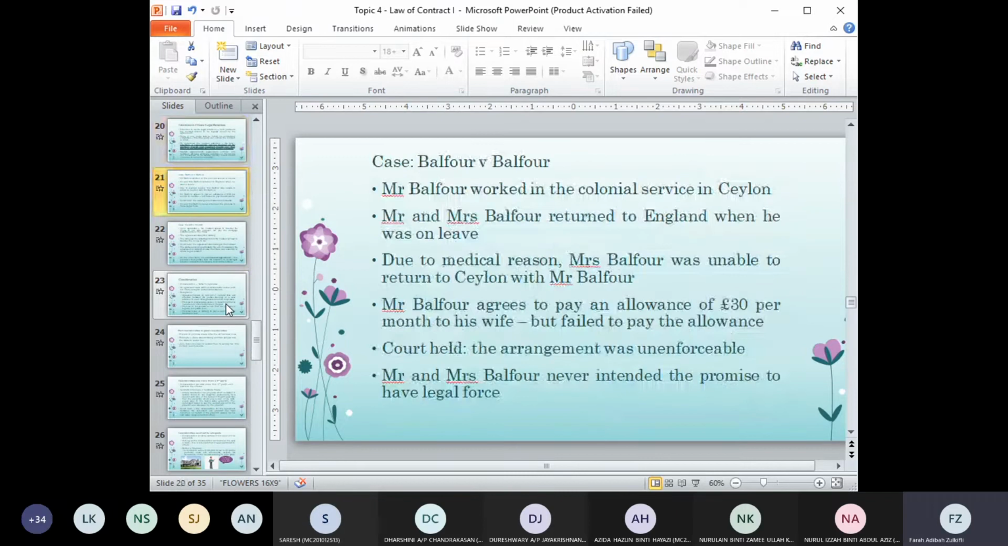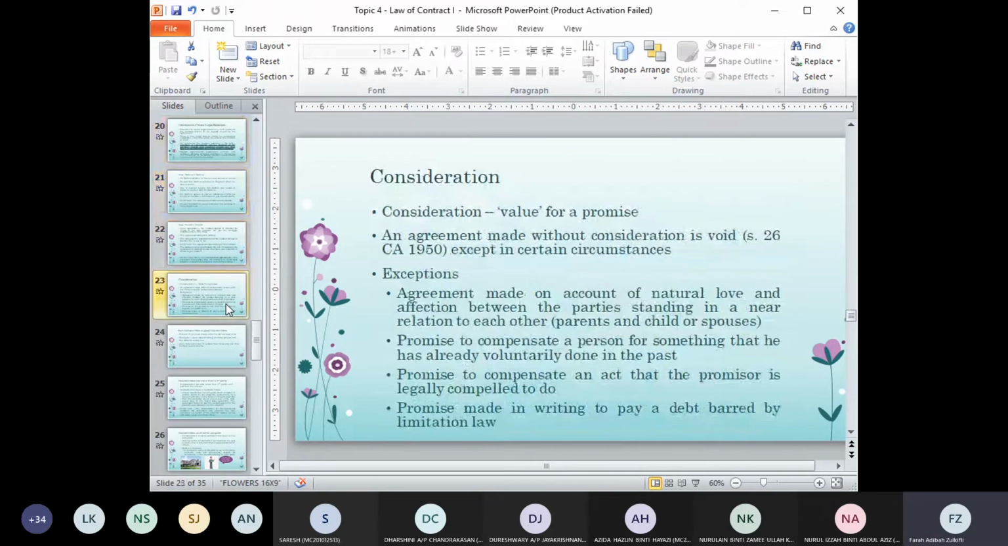This element is quite simple. Any question on the intention to create legal relation?